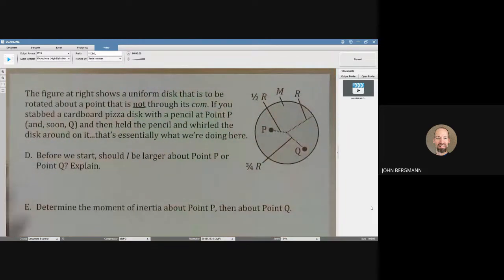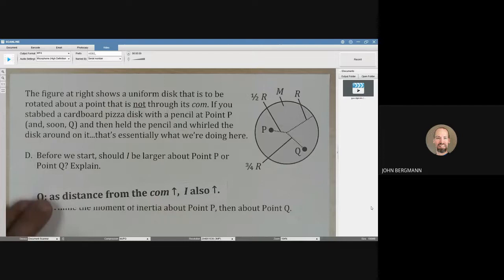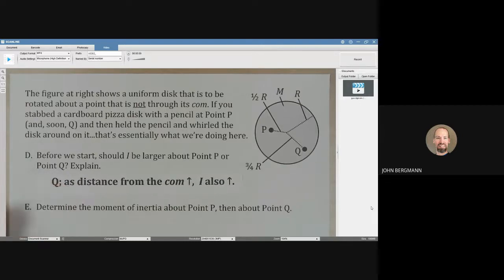You can see the picture there. This is a uniform disk that's to be rotated about a point that is not through its center of mass. Clearly its center of mass is in the middle there, and I tried to describe what's happening here. If you stabbed a cardboard pizza disc with a pencil at point P, and then at point Q, and then held the pencil and whirled the disc around it, that's what we're doing here. Before we start, should the moment of inertia be larger about point P or point Q? And the answer is Q.